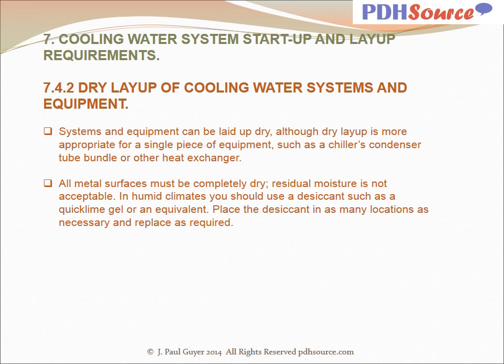Dry layup systems and equipment can be laid up dry, although dry layup is more appropriate for a single piece of equipment such as a chiller's condenser tube bundle or other heat exchanger. All metal surfaces must be completely dry. Residual moisture is not acceptable. In humid climates, you should use a desiccant such as a quicklime gel or an equivalent. Place the desiccant in as many locations as necessary and replace as required.